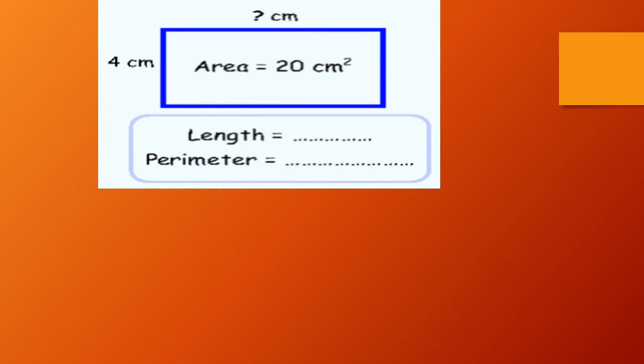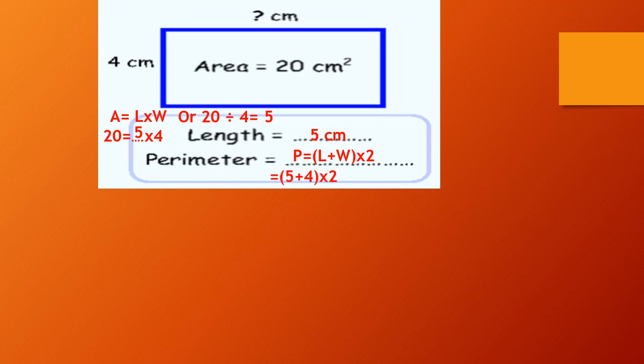This rectangle, its area is 20 centimeters squared. The area of this rectangle is length by width. So 4 by what equals 20? 4 by 5, or 20 divided by 4 equals 5. So the length is 5 centimeters. And the perimeter is length plus width, by 2. 5 plus 4, by 2 equals 9 by 2, 18 centimeters.